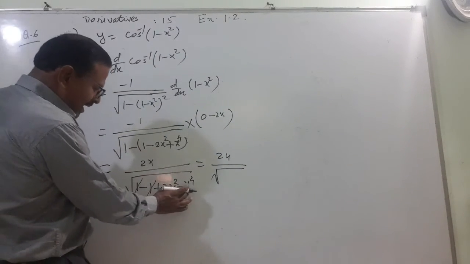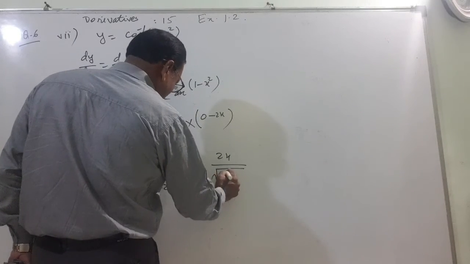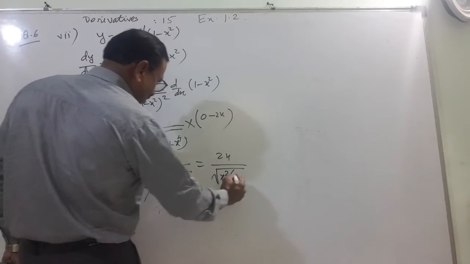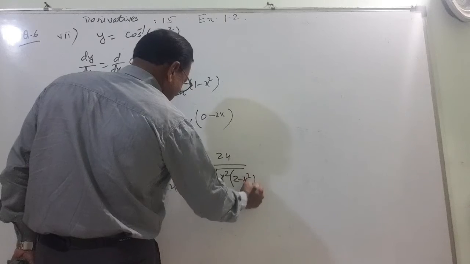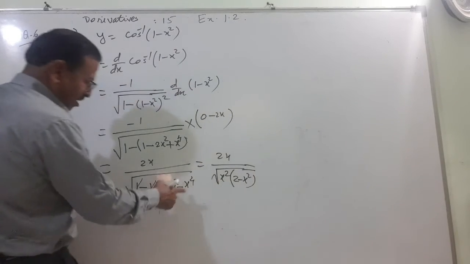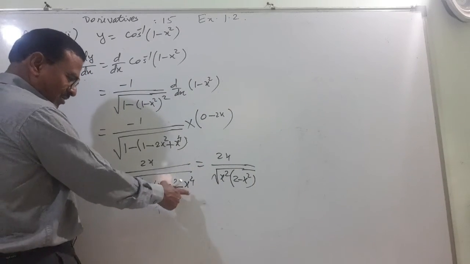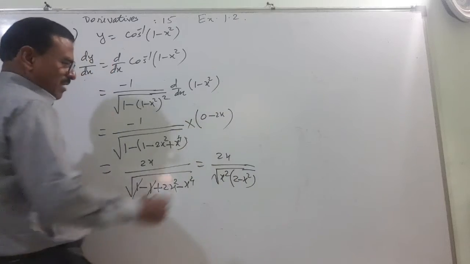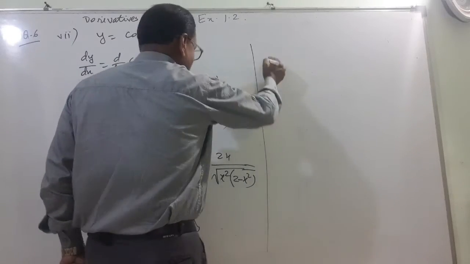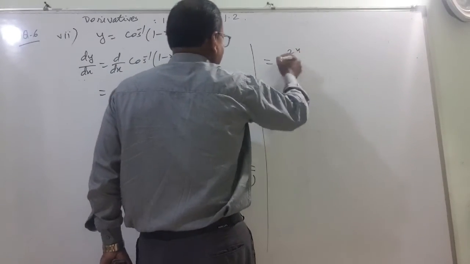Now here I can take x square as common. X square into bracket 2 minus x square. Just see it. X square is taken common. This is x square into x square. So x square is taken out. 2 minus x square remains. So that is equal to 2x upon.